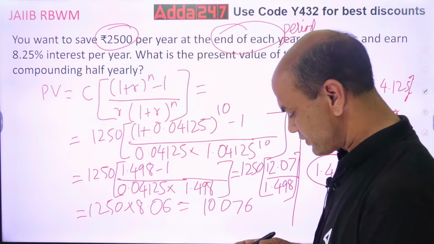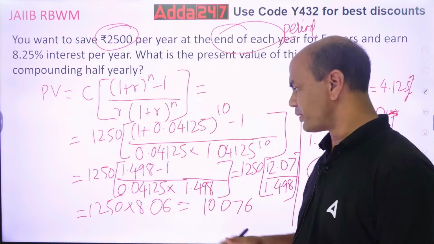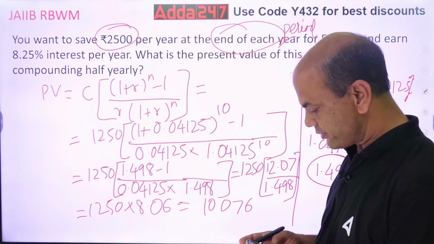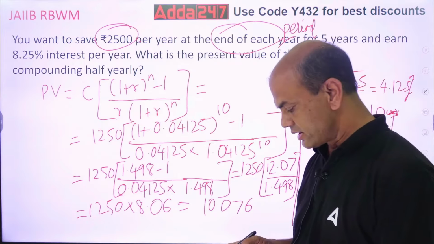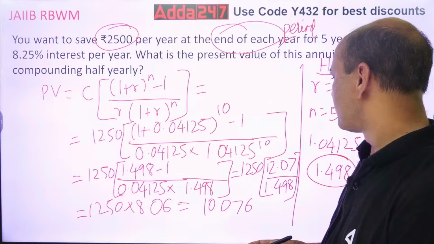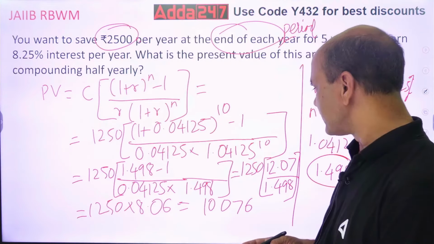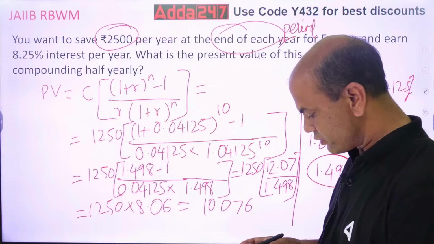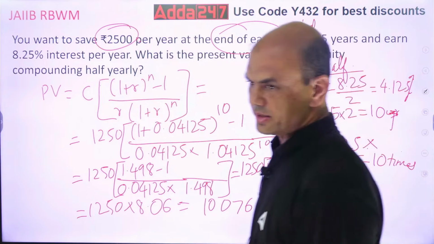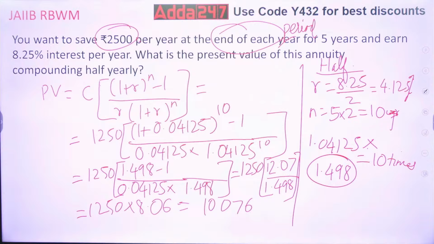1.498 correct. Minus 1. So that is 0.498. That is also correct. Divided by 0.04125. So 12.07, that is also correct. Divided by 1.498. So that is equal to 8.061 into 1250. So 10,000 something, right? Correct. This is the answer. Are you getting this, everyone? 10,000 something 76.